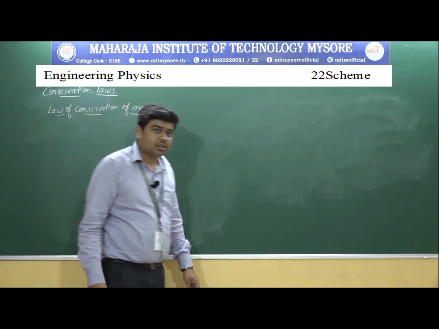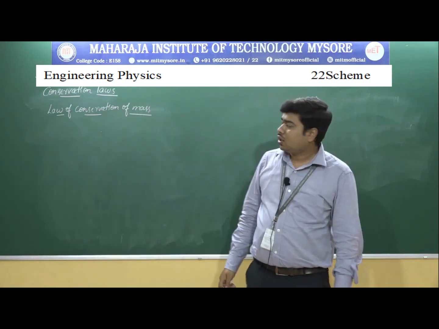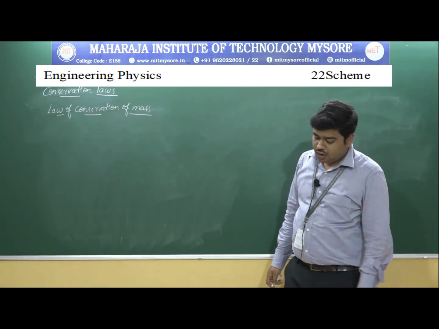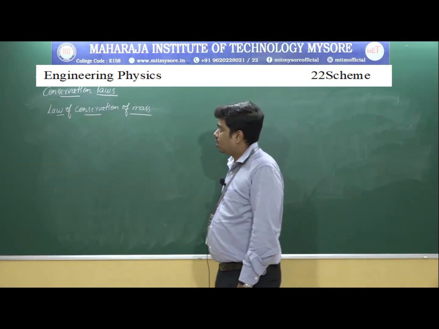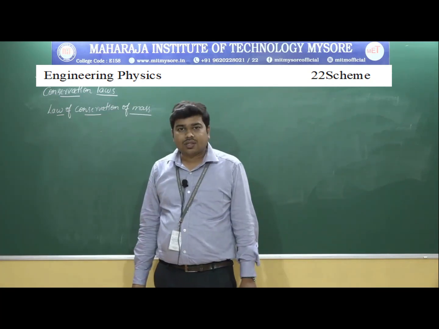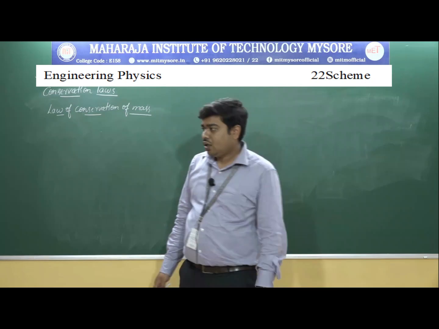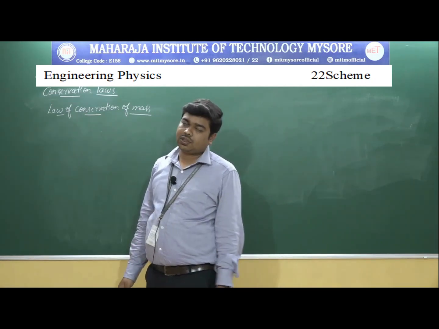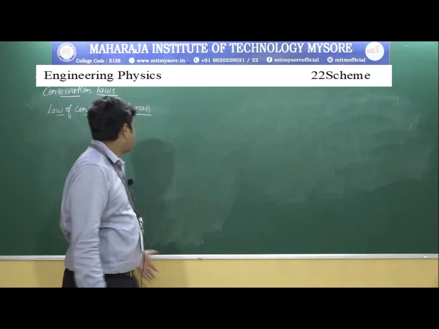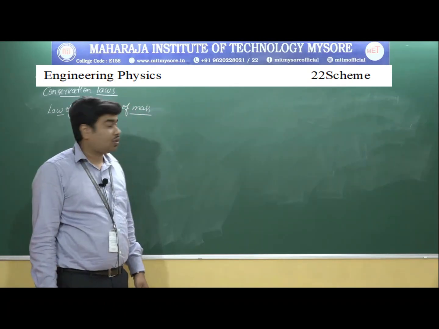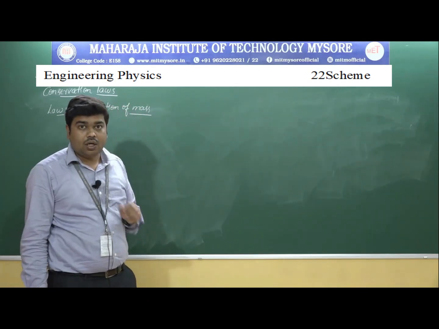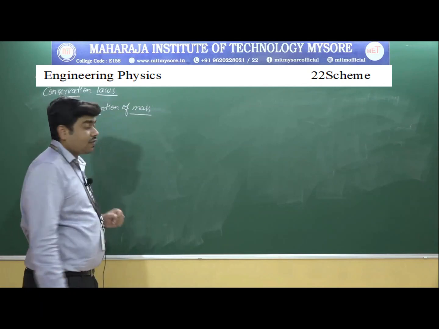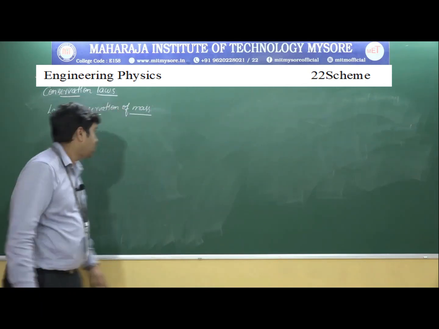We will start with the law of conservation of mass. Whenever we are considering the conservation laws, we have to consider certain systems. We know that we have a closed system, an open system and an isolated system. Based on the conservation of the corresponding physical quantities, we have to consider the corresponding system. So what does the law of conservation of mass say?